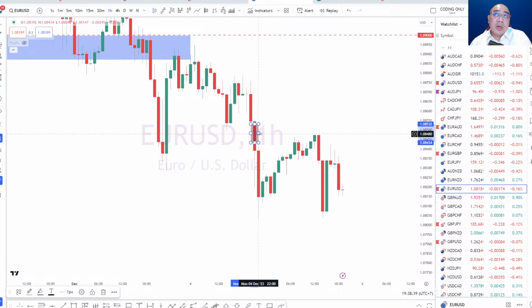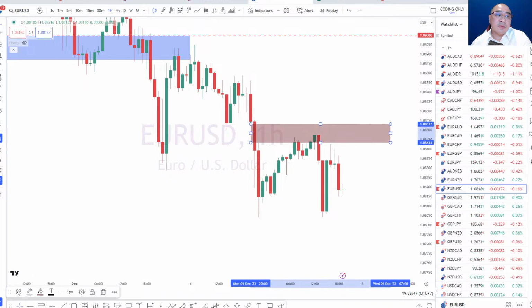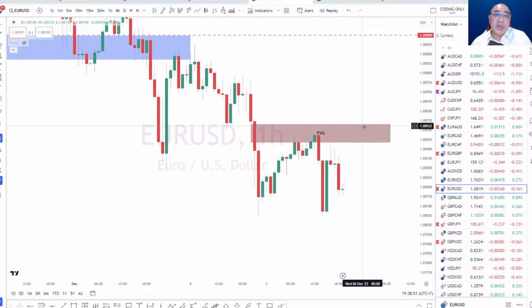So to answer the question, does it have to be a wick or can it just be a full candle? It can be a full candle. As long as the first candle and the third candle didn't meet, it would be identified as a fair value gap. Okay, the rejection happens at the midway point, the CE level, which is fine.